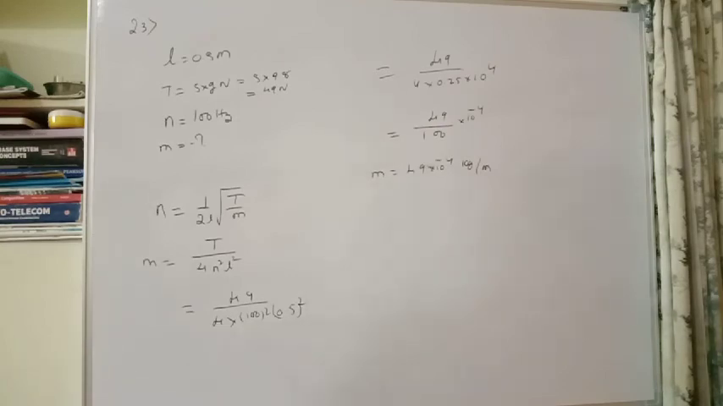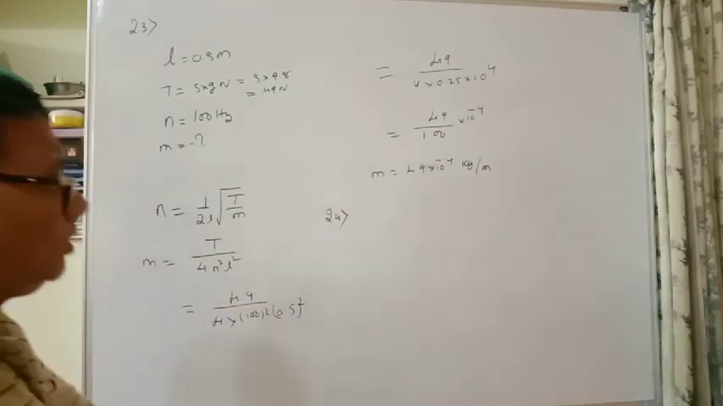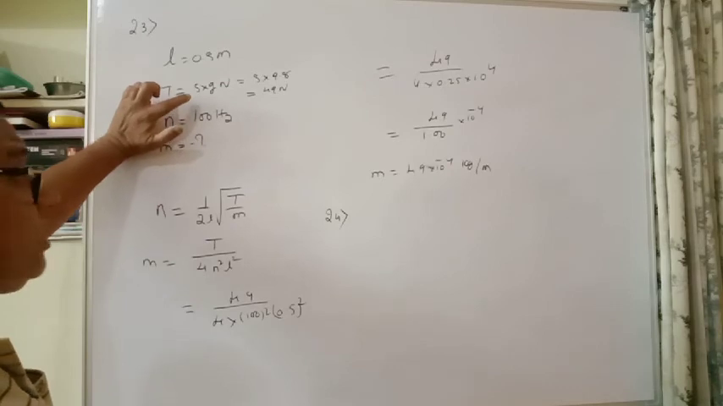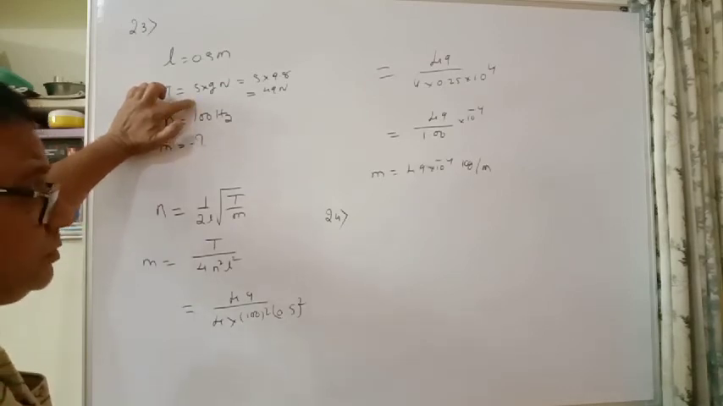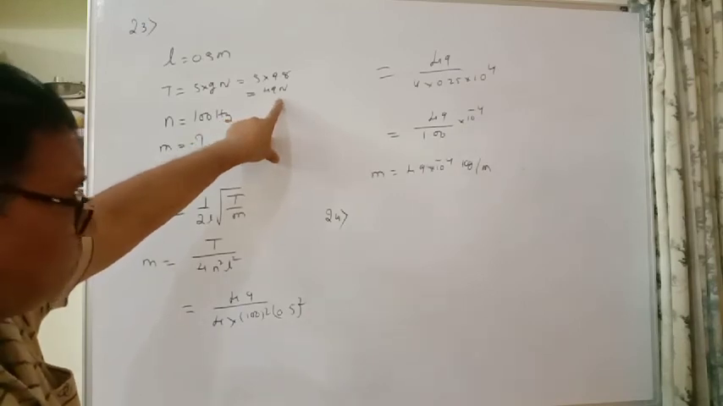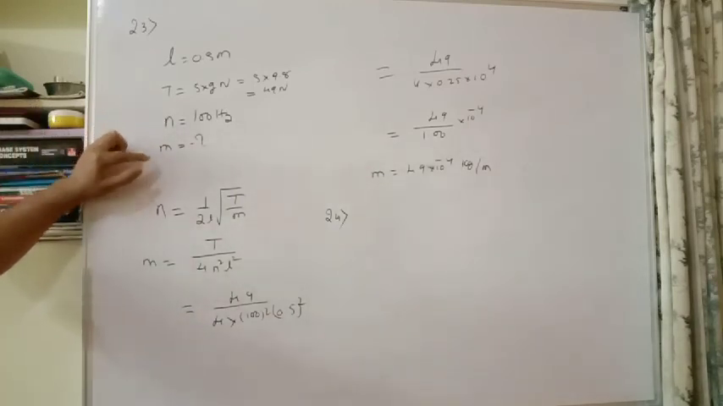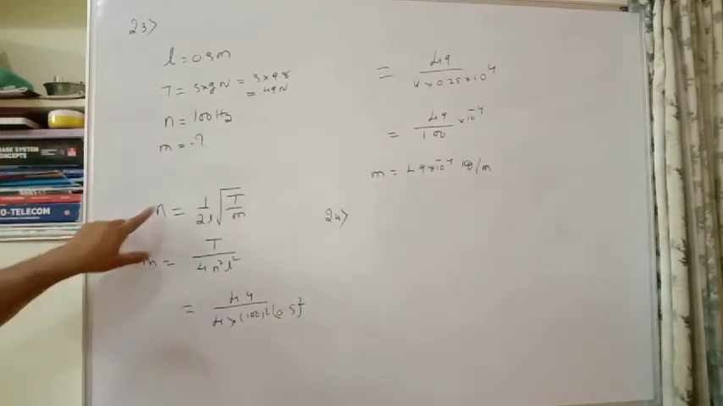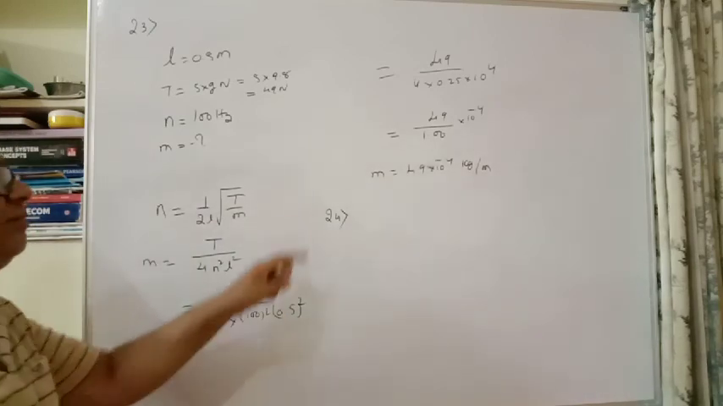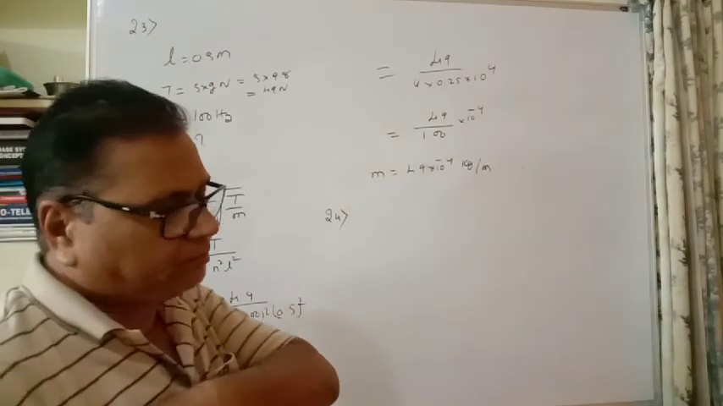Next, problem number 24, the last problem. So, length is given, tension given in kg weight, we have to multiply by g, we get it. Tension will be converted into newton. n is given 100 hertz, mass per unit length. By simplifying we get the result, m is equal to this much. Last problem.